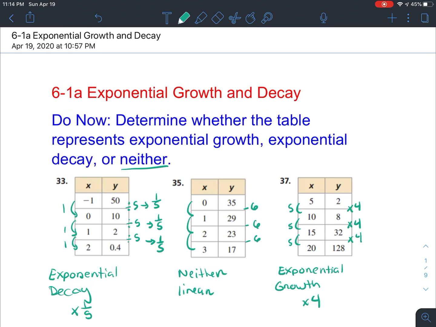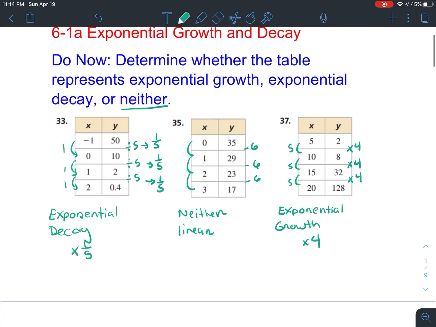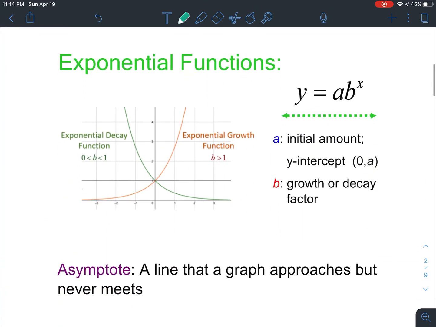Okay? And more specifically, it's exponential growth because we're multiplying by a 4. So one key factor of exponential growth and decay is that there's multiplication by the same amount. Now, if that amount is a small number, we're going to have decay. If that amount is a bigger number, we're going to have growth. So let's look more specifically at this.